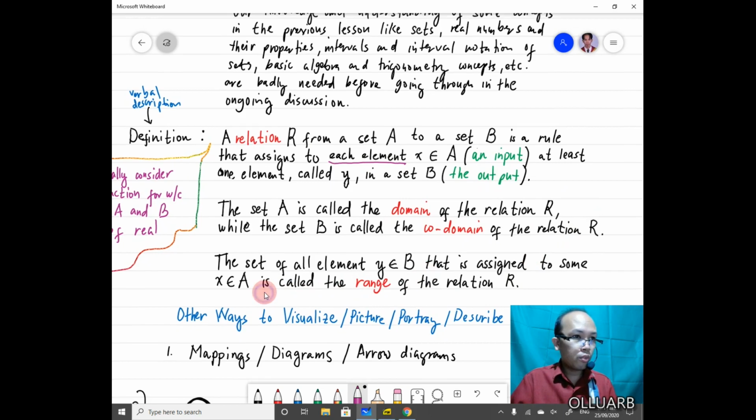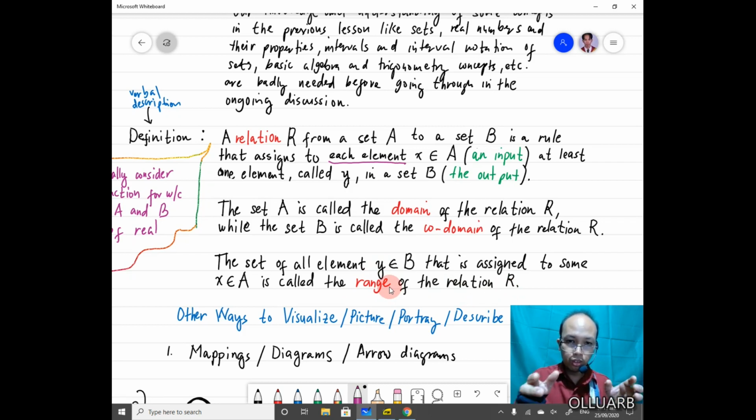And the last definition is the definition of the range. They always emphasize this. Actually, this is very important, more important in the codomain. The set of all y in B that is assigned to some x in the domain is called the range of the relation R. So what does it mean?